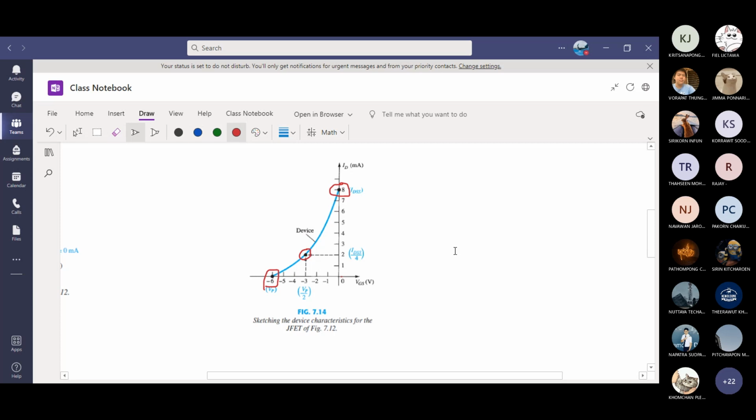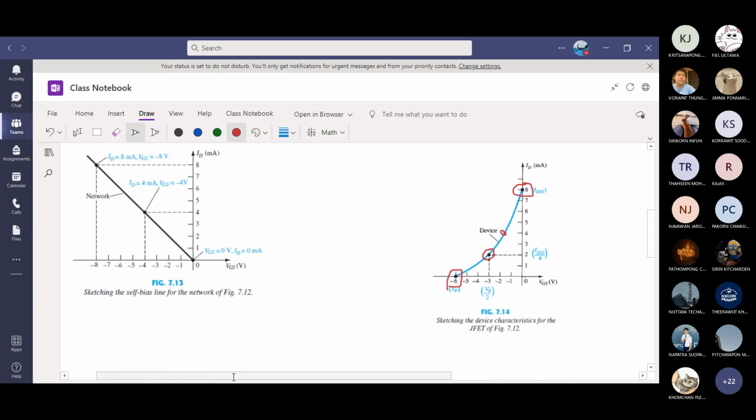When ID equals half of IDSS, which means 4 milliampere, VGS will be 0.3 times VP. Negative 6 multiplied by 0.3 is negative 1.8. As you can see, if you draw, it is kind of negative 1.8. It is right here. So once you join this, you have a curve, the characteristic curve.